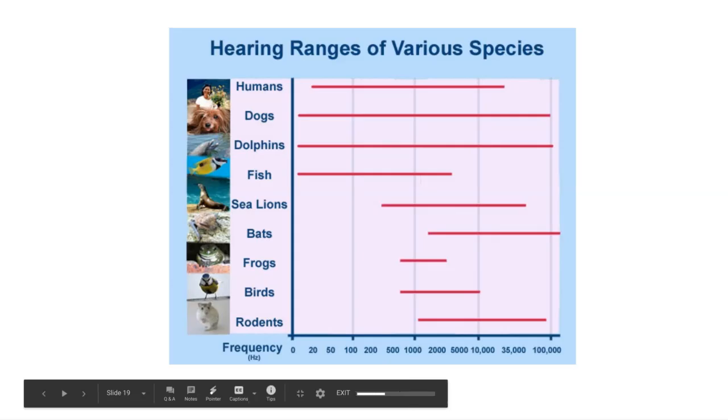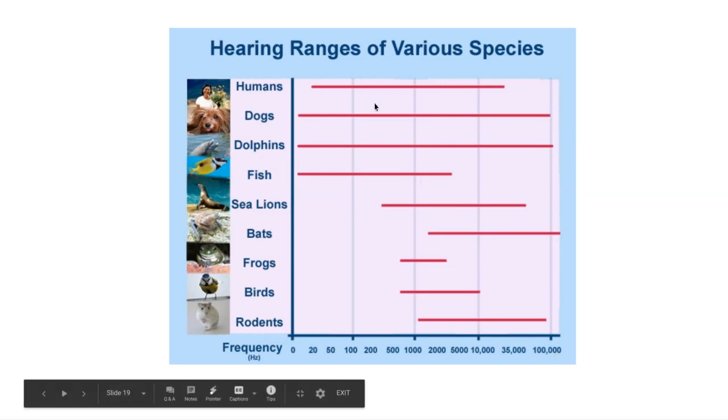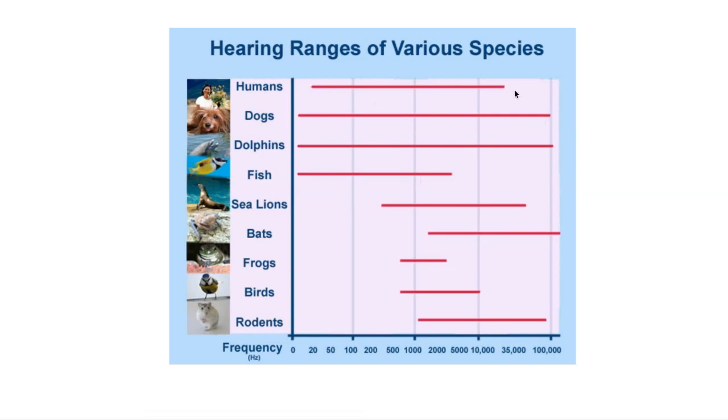You can go Google frequency ranges of animals or something like that, and it'll give you different things. So if you look down here at the bottom of the graph, you'll see a 0 frequency to 100,000. Remember, humans, so here we are, we only hear from 20 to about 20,000 hertz. Dogs can hear below 20,000 and above. And that's why when you blow a dog whistle, you can't hear it, but a dog can.